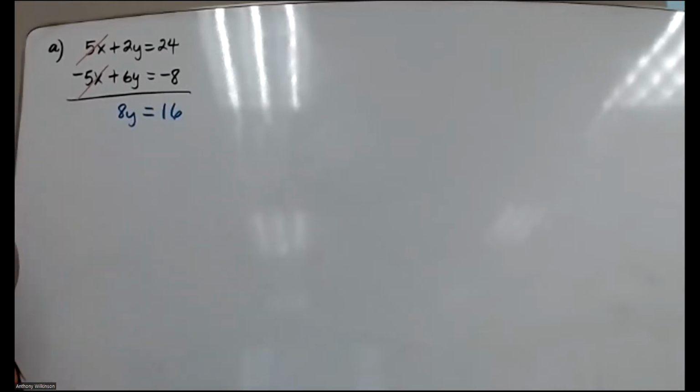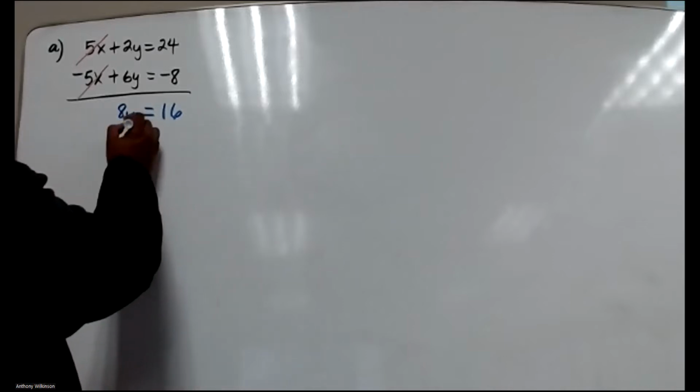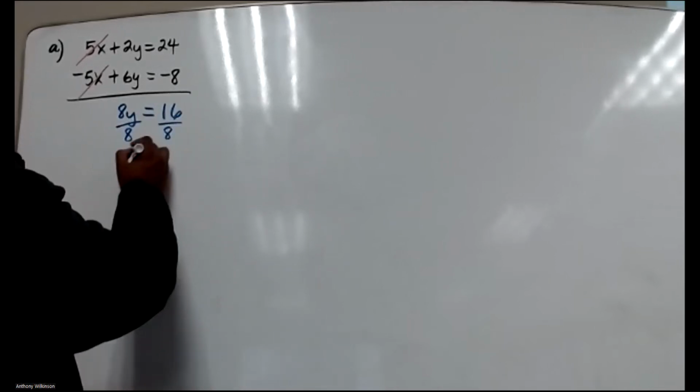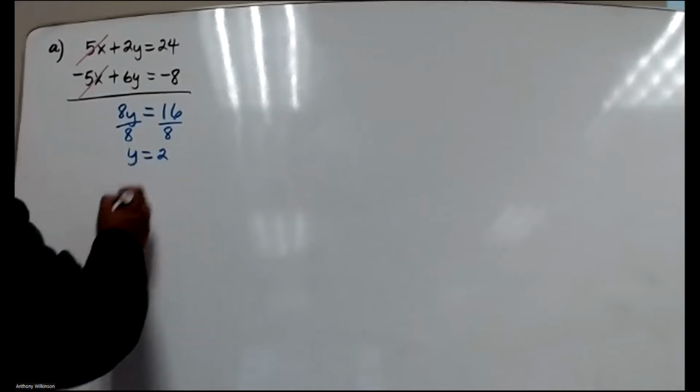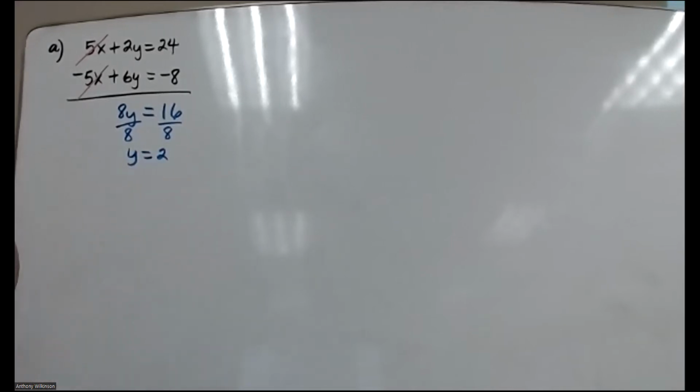So here we have an equation in a single variable that we can solve. We've got 8y equals 16. So what must y be equal to here? 2. When we divide both sides by 8, y is equal to 2. So we know what y is.